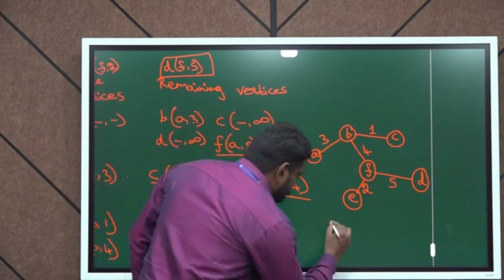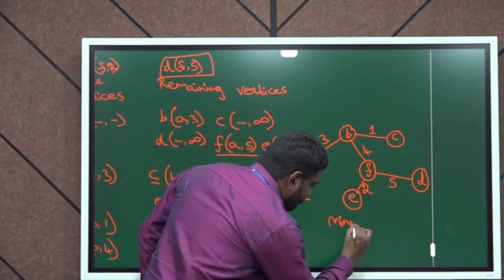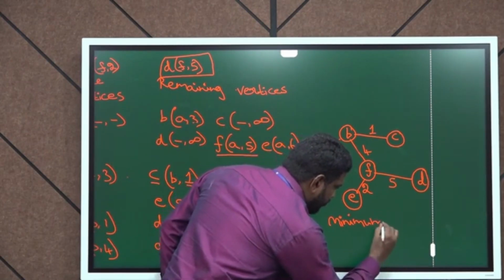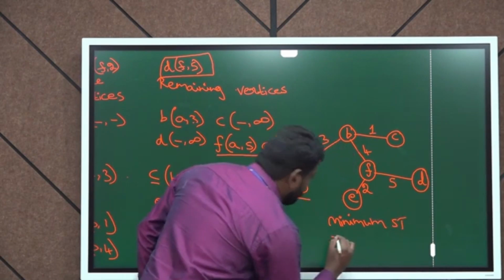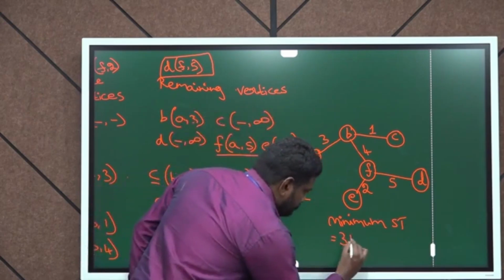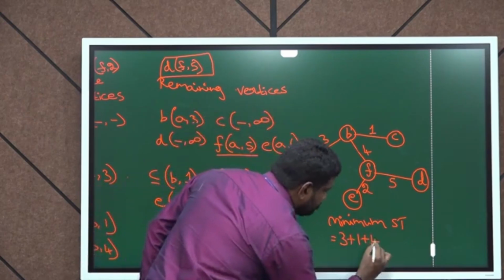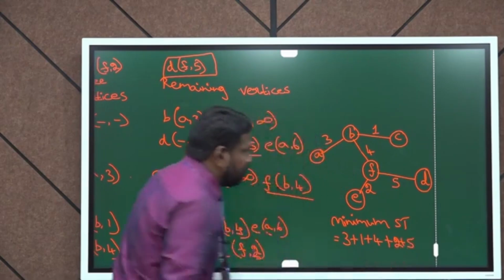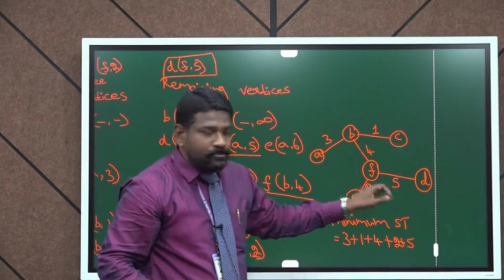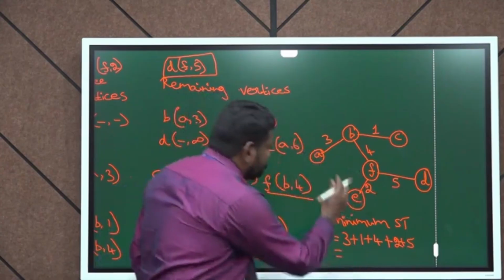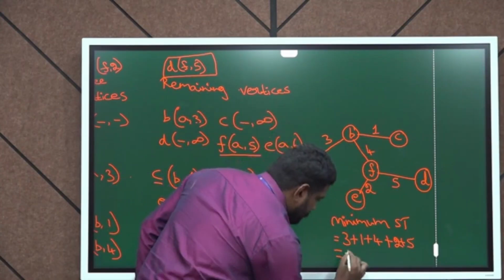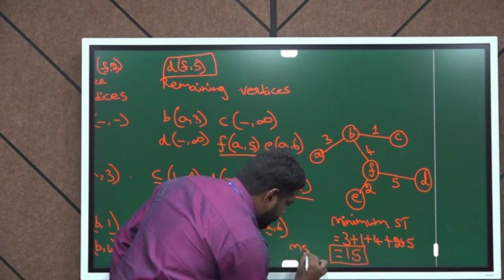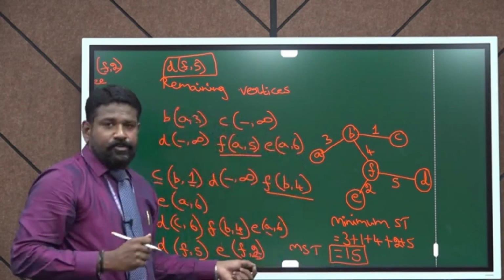Then we have to calculate the minimum spanning tree. That is, we have to sum up the weight values of all the edges. That is 3 plus 1 plus 4 plus 2 plus 5. We have to sum up all the edge weight values. So the total value is going to be 4, 8, 10 and 15. So this is going to be the minimum spanning tree for this given input graph.